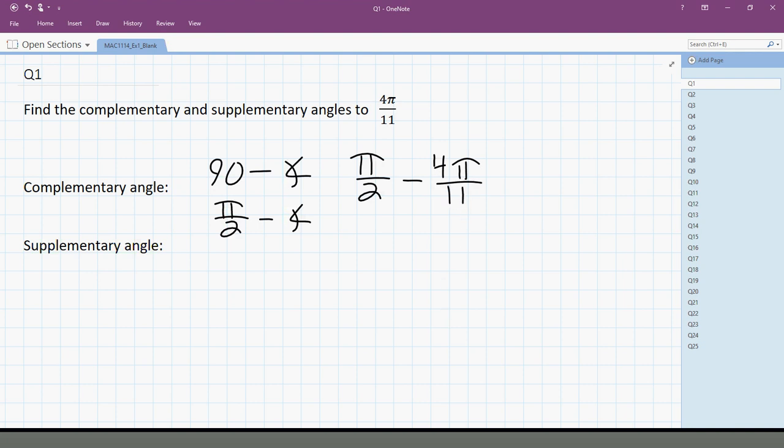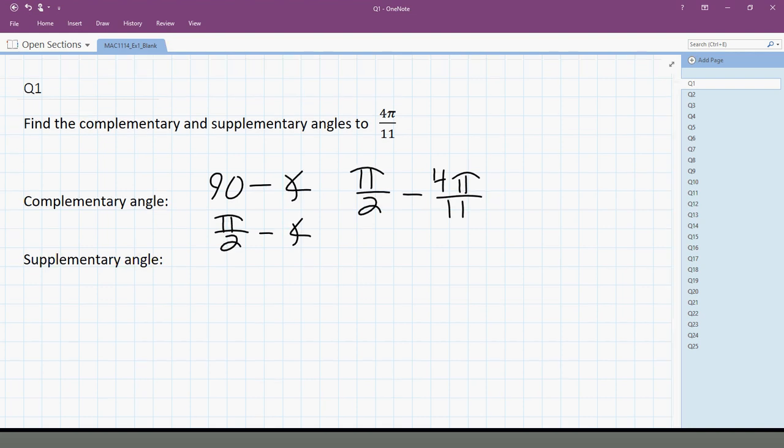So in our case, pi over 2 minus the 4 pi over 11. And basically all this is fraction work. So you got your calculator, use that alpha y equals key, because really all we're subtracting right here are what two fractions? So what's the first fraction? First fraction is 11 pi over 22.